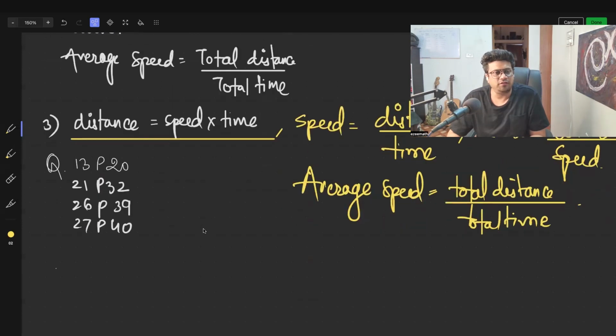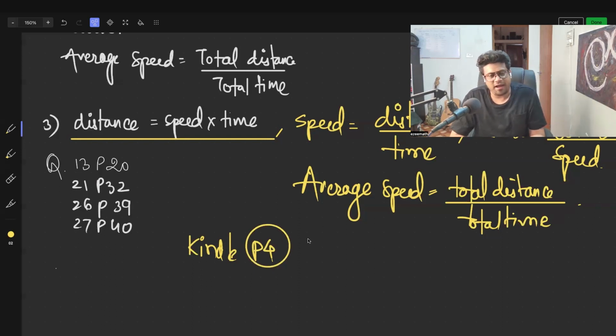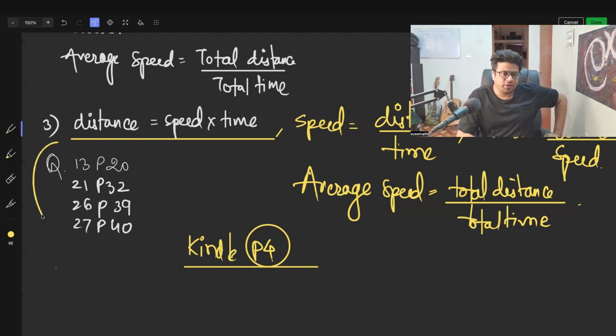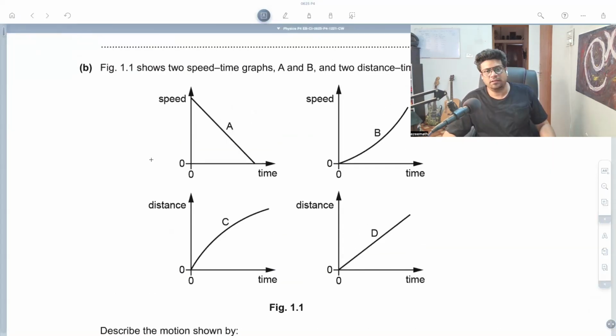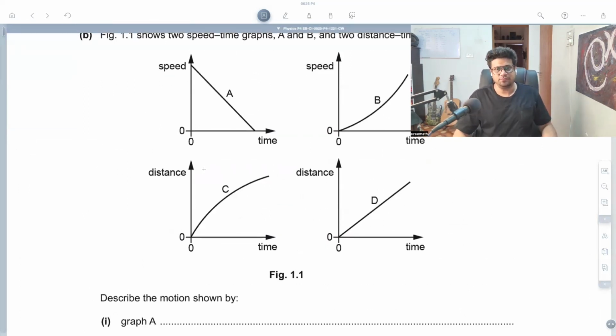Now we're going to go and solve some questions. I usually use the Kindle P4 book. There are previous year topical papers collected by different brands which have published their collections on Kindle and Amazon. So you can go and buy the Kindle P4 book. It's a collection of topical past papers. Topic wise, they have divided the questions from the previous years. We're going to do this. Okay, we can discuss this also.